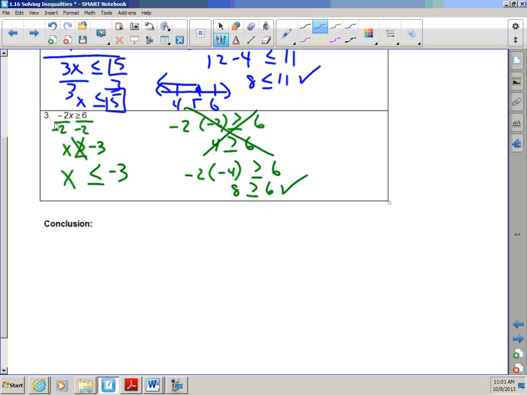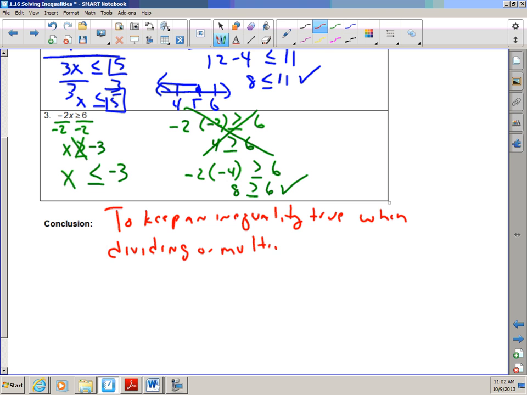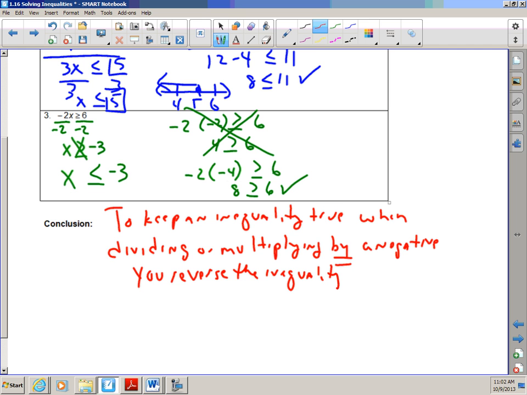Because I divided by a negative, you may remember the rule that to keep an inequality true when dividing or multiplying by, that's the key, a negative, you reverse the inequality symbol.